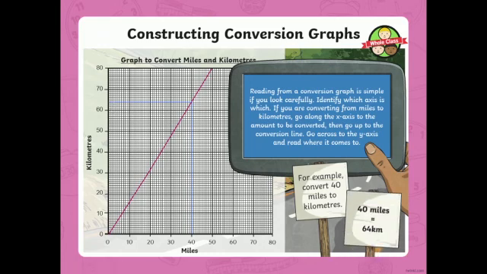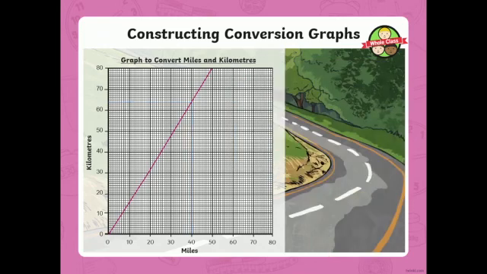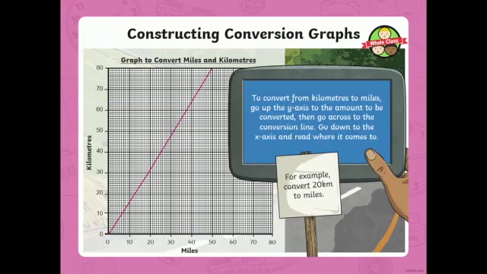Obviously, if we were going the other way, we would start on our y-axis, so from kilometres to miles. We find our distance along the y-axis, so we've got 20 kilometres. Follow it to our line, go down, and we would have 12 miles. Sorry. So 20 kilometres is roughly equal to 12 miles. So like I said earlier, there's no real maths involved. It's just reading the conversion graph accurately.